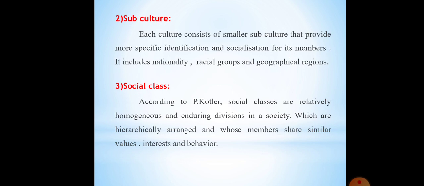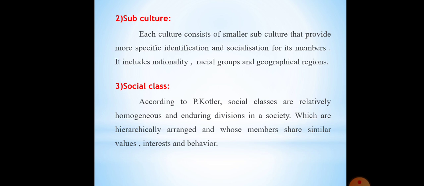Second point is subculture. Each culture consists of a smaller subculture that provides more specific identification and socialization for its members. It includes nationality, racial groups, and geographical regions. Subculture is a group of people who share a set of secondary values. People of a subculture are part of a larger culture but also share a specific identity within a smaller group.